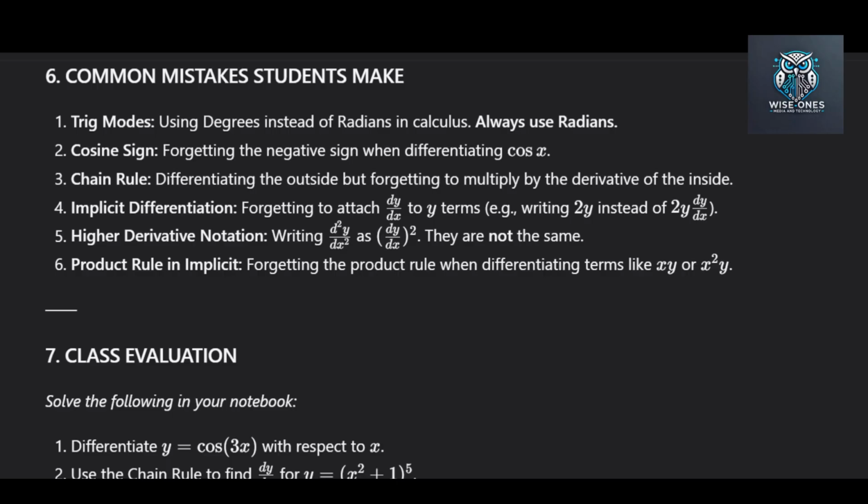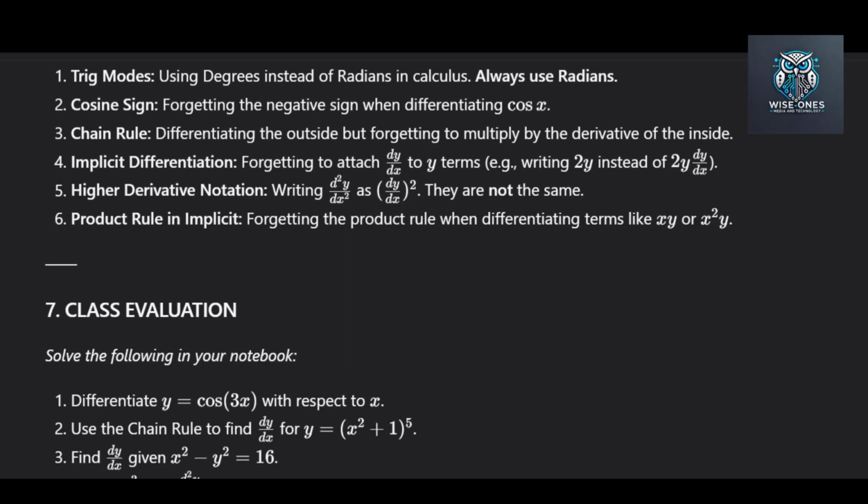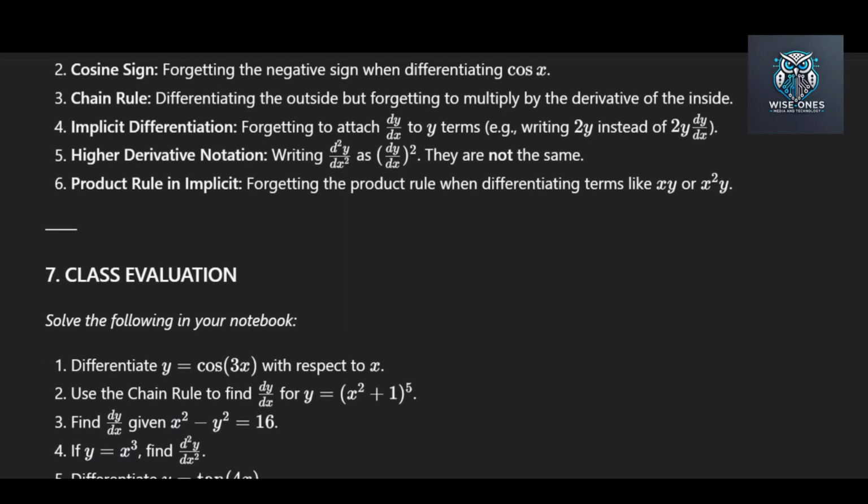Mistake number 4, implicit differentiation. Forgetting to attach dy/dx to y terms. For example, writing 2y instead of 2y dy/dx. Correction: every time you differentiate a y, write dy/dx next to it.